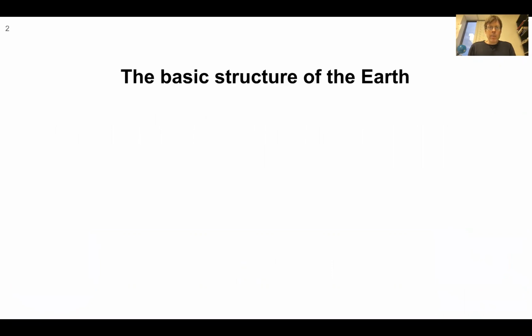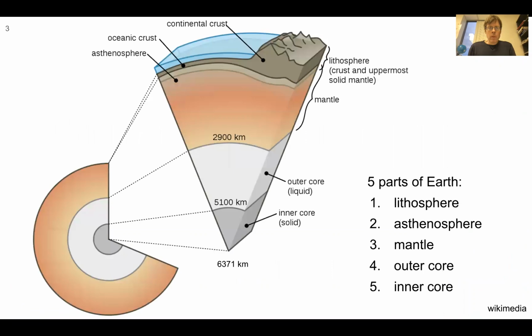We'll be discussing the basic structure of the Earth. Here's a picture of that. It's a cutaway of a portion of the Earth. And we basically see that the Earth is described by concentric shells of material. 5 parts: the inner core, outer core, mantle, asthenosphere, and lithosphere.